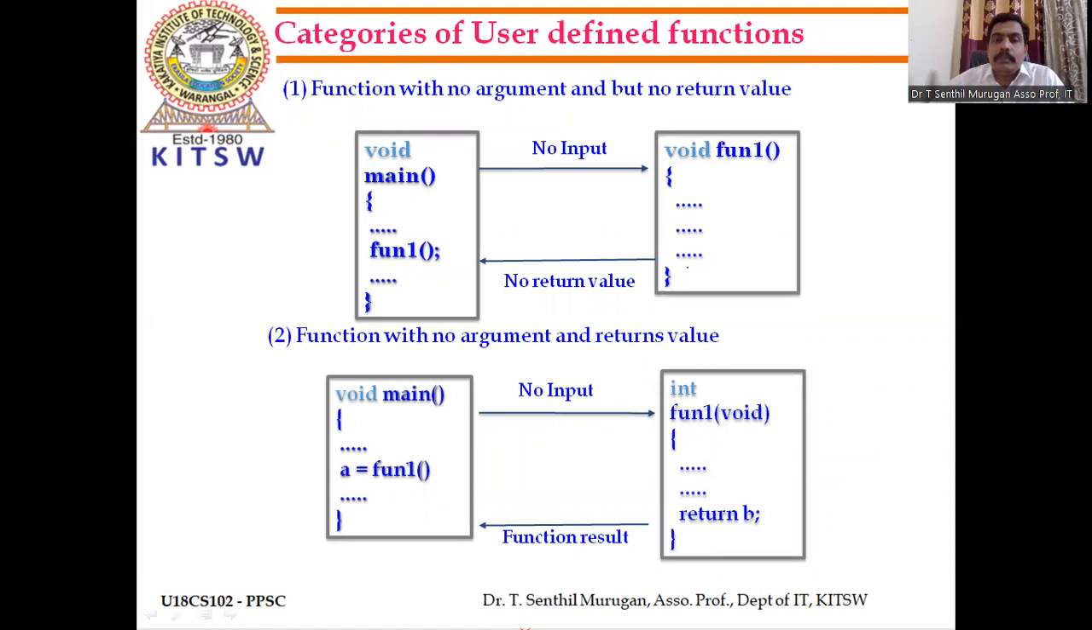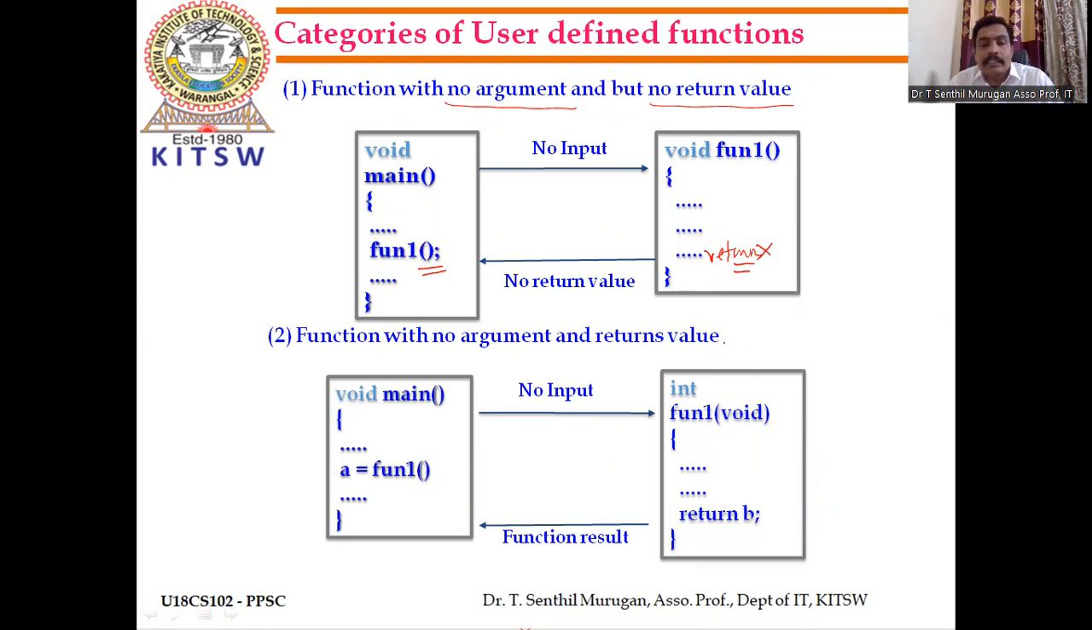The first type, just recall it: function with no arguments and no return values. No arguments means that while calling the function, we are not giving any values; we are just calling the function. Then in the function definition there are also no return values. There is no return statement; it does not return any value to the main function.